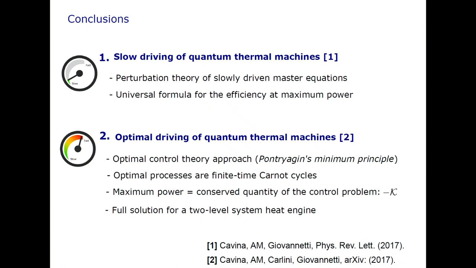In the second part, instead, we studied optimal driving of a thermal machine using a control theory approach. And I've shown you that optimal cycles are finite time Carnot cycles, where the maximum power is linked to this conserved quantity of the control problem, kappa. Using this formalism, we could derive the full solution for a two-level system close to or out of equilibrium.